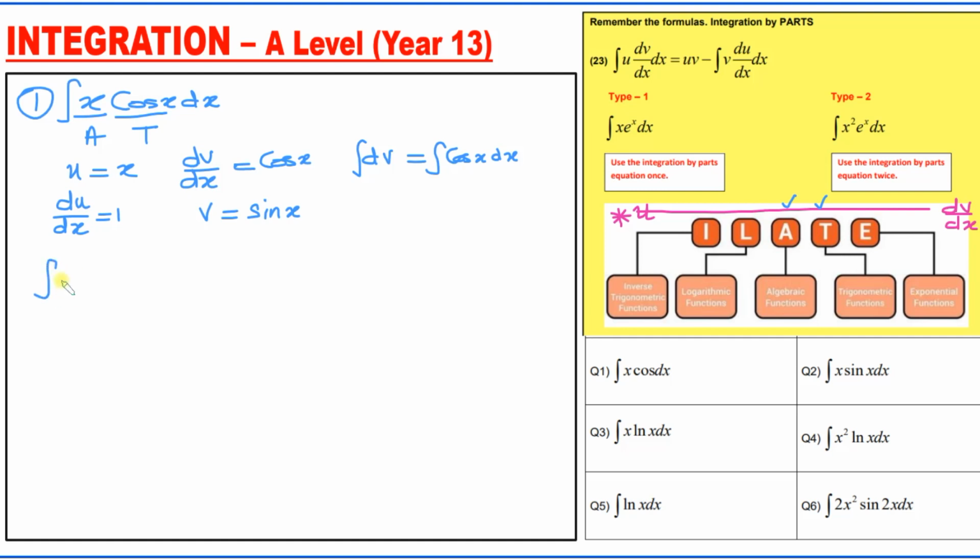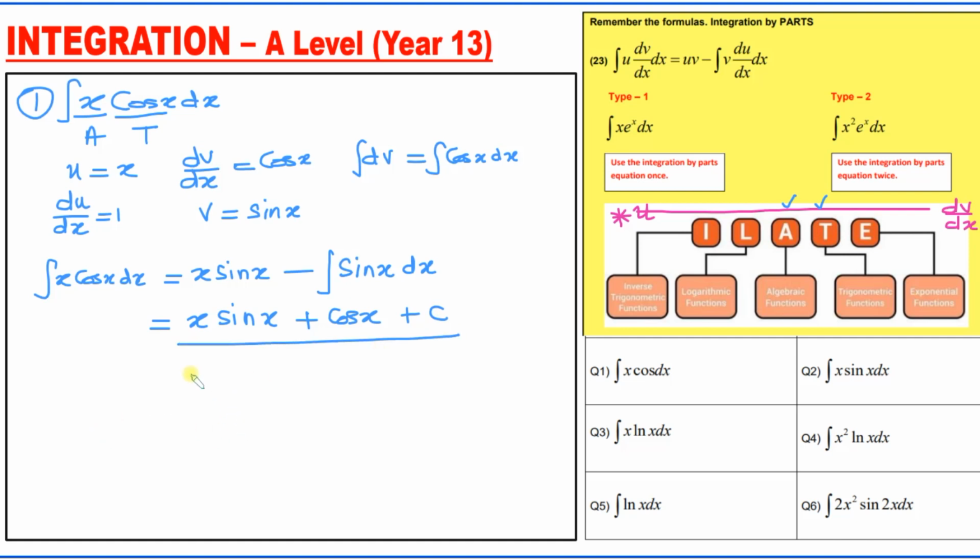Now integration of x cos x dx equals u times v, so x sin x minus integration of v, as in sin x, times du by dx, which is 1, dx. Then x sin x minus the integration of sin x, which is minus cos x, so that becomes plus cos x plus c, and that is the answer for question number 1. So let's do question number 2 as well.